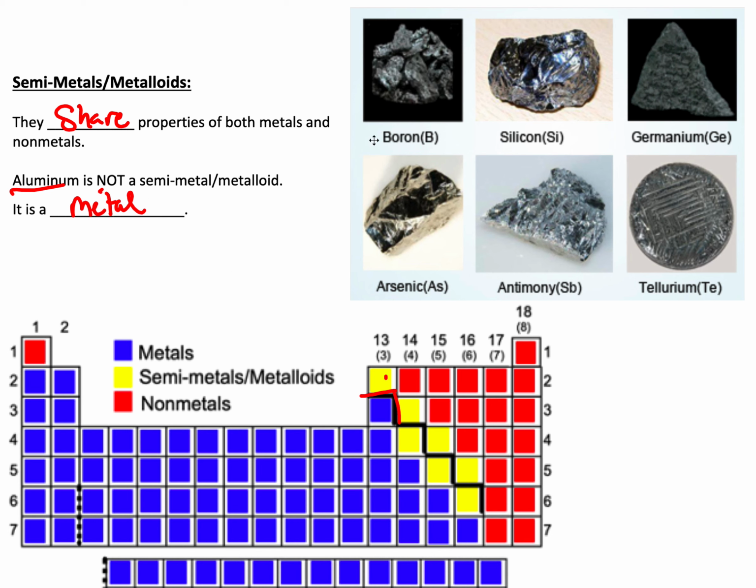But the one above it is boron. The one next to it is silicon. Notice it's not silicone, not C-O-N-E. It's silicon. And you'll see this when we do the metal non-metal lab. Germanium, arsenic, antimony, Sb, tellurium, and so forth. So these are elements that do have some properties of the metals. They do have some properties of the nonmetals. Sometimes it depends what other elements they're mixed with, and it'll bring out different properties in them. So they have a crazy range of properties, and as a result, they have a lot of uses.